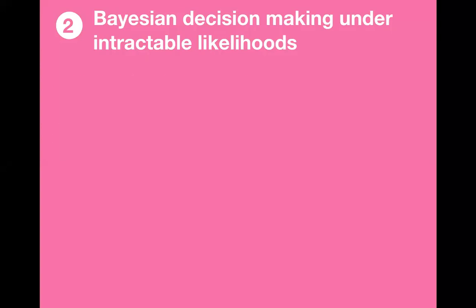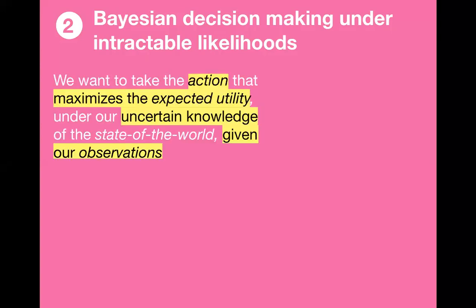So for real world problems, what we often really want to do is take the action that maximizes some expected utility under our uncertain knowledge about the state of the world given our observations.